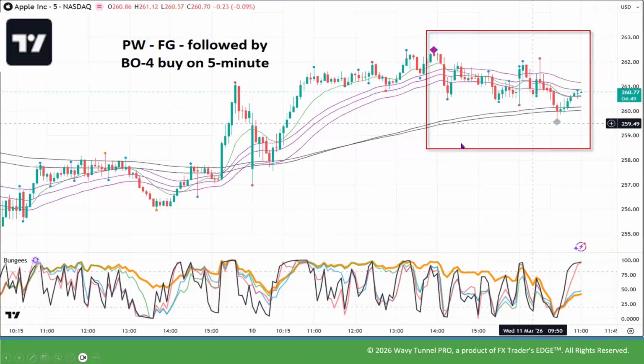And this is Trading View. This is an old chart just on the 5-minute. This is Apple on the 5-minute. So again, we had the move down into the tunnel.